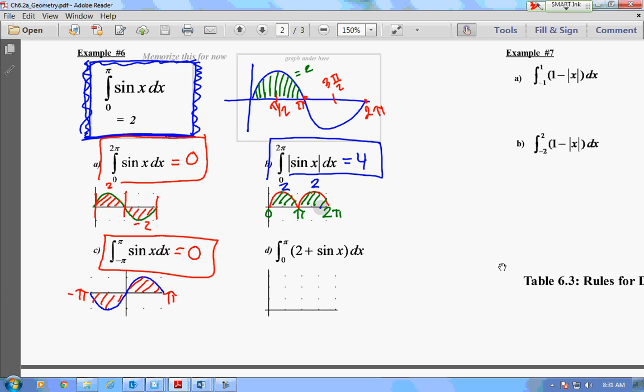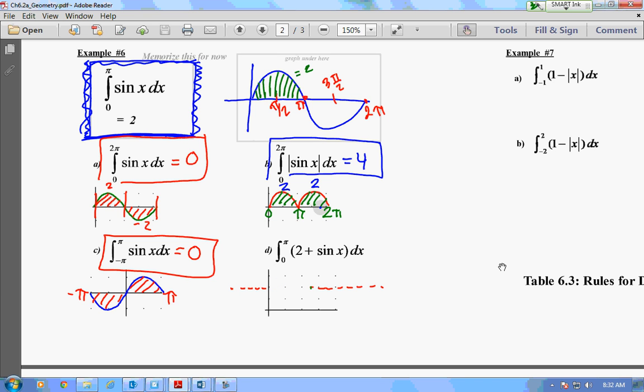Okay, now the last one is the function 2 plus sine x. We know sine x looks like this, but it's a vertical shift up 2, so I'm going to put my midline up there, my pretend x-axis. And then I'm going to draw a sine.